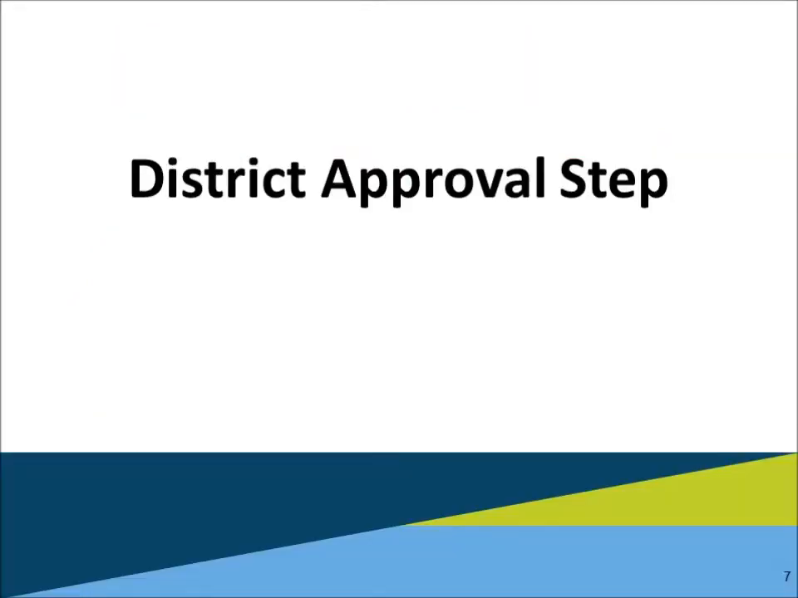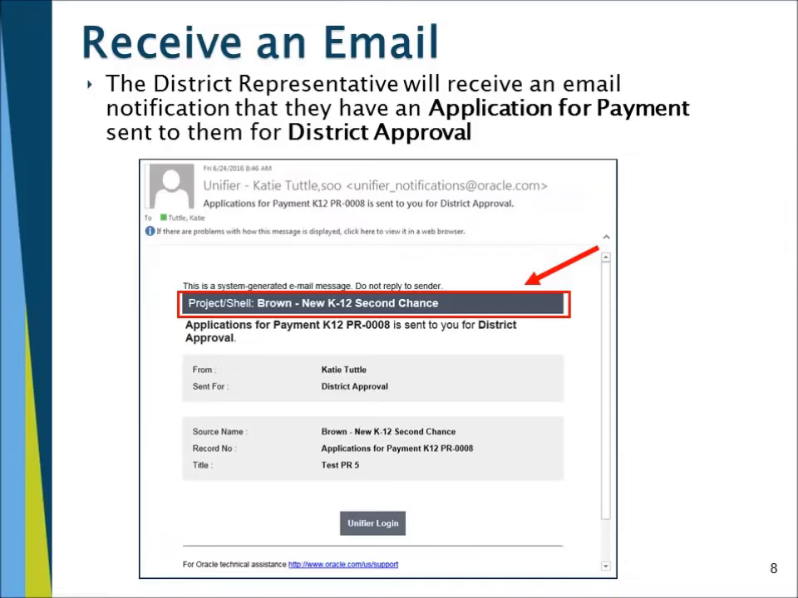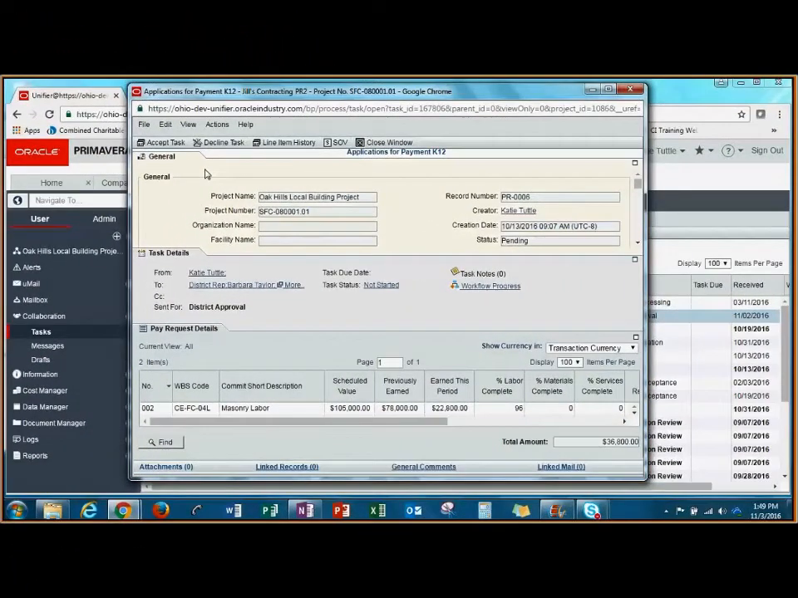Let's take a look at the district approval step. At the district approval step, the district representative will receive an email notification that they have an application for payment sent to them for district approval. You can click on the Unifier login link in this email to access the task. Once your task opens up, you'll need to click Accept Task to begin work.